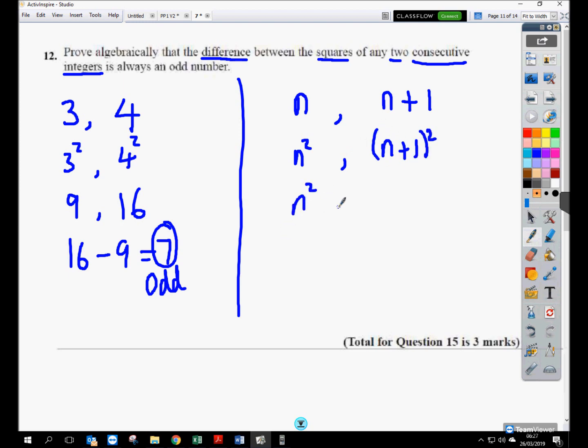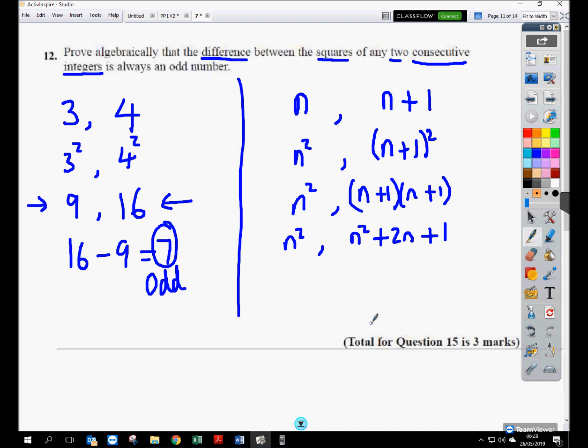When you have a bracket squared, you write the bracket out twice and expand it like this. Here we have n squared. From the outside, 1 times n is 1n, and middle, 1 times n is 1n. So plus 1n plus 1n makes plus 2n. 1 times 1 is 1. So I'm at this stage now. I've worked out the squares. I just need to work out the difference between the squares, and that's the bigger one take away the smaller one. So n squared plus 2n plus 1, minus n squared. The n squared cancel. You're left with 2n plus 1.